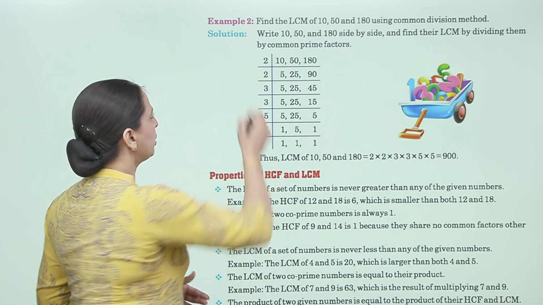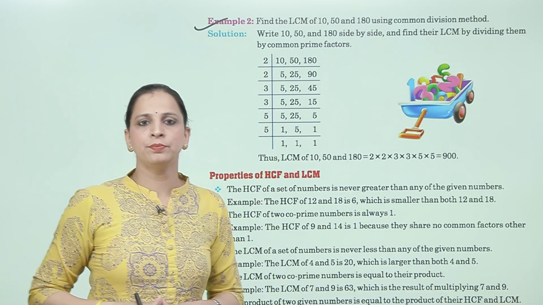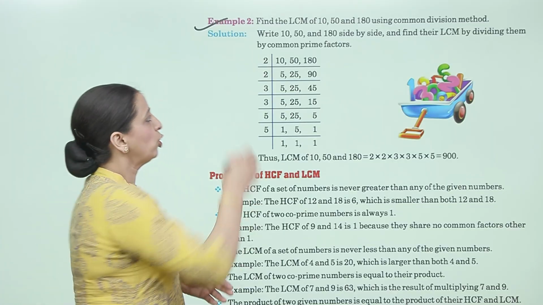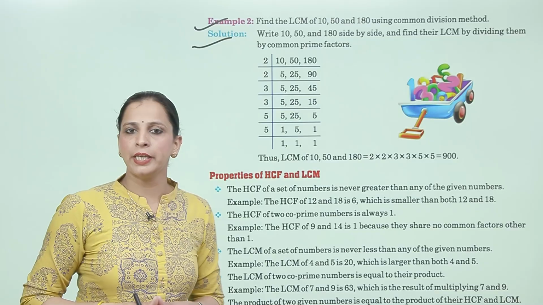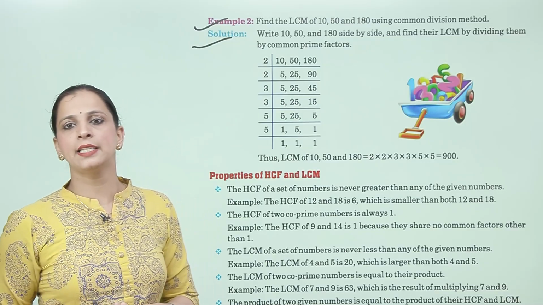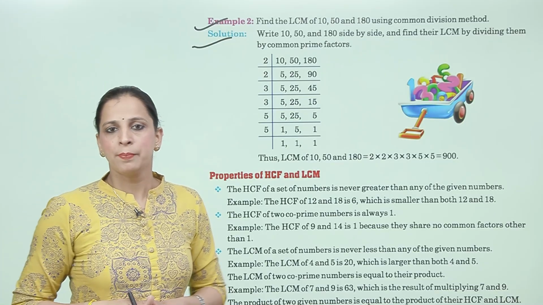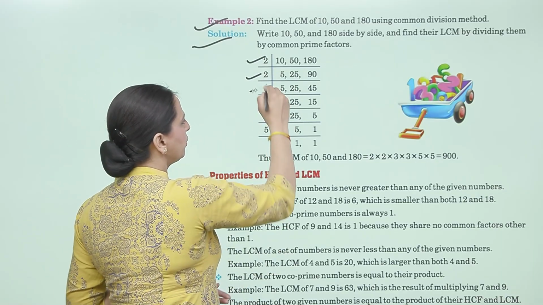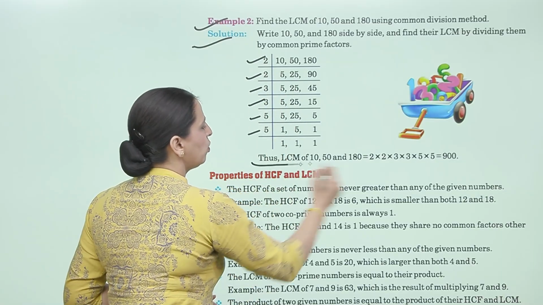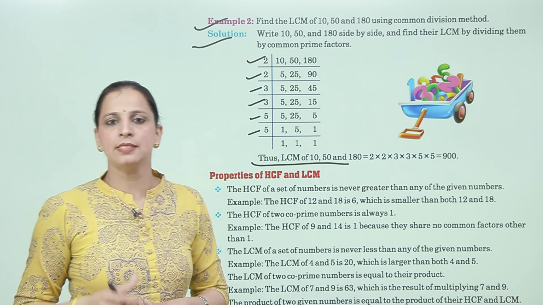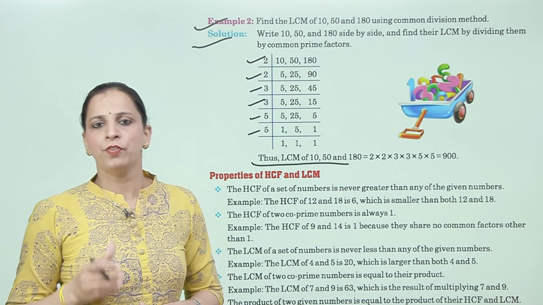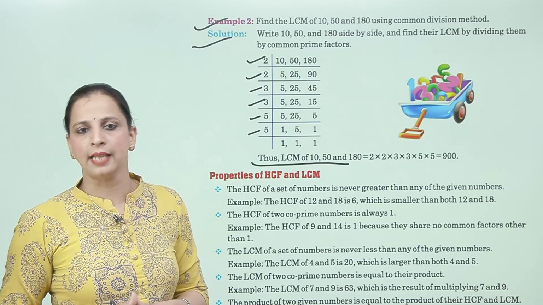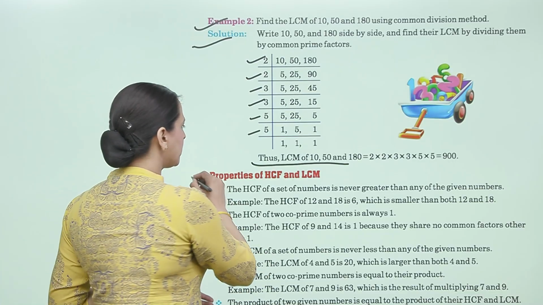Now, example 2. Find the LCM of 10, 50 and 180 using common division method. Solution. Write 10, 50 and 180 side by side and find their LCM by dividing them by common prime factors. Start with 2, then again 2, then 3, 3, 5 and 5. Now, multiply all the prime factors. Thus, the LCM of 10, 50 and 180 is 2 into 2 into 3 into 3 into 5 into 5, that is 900.